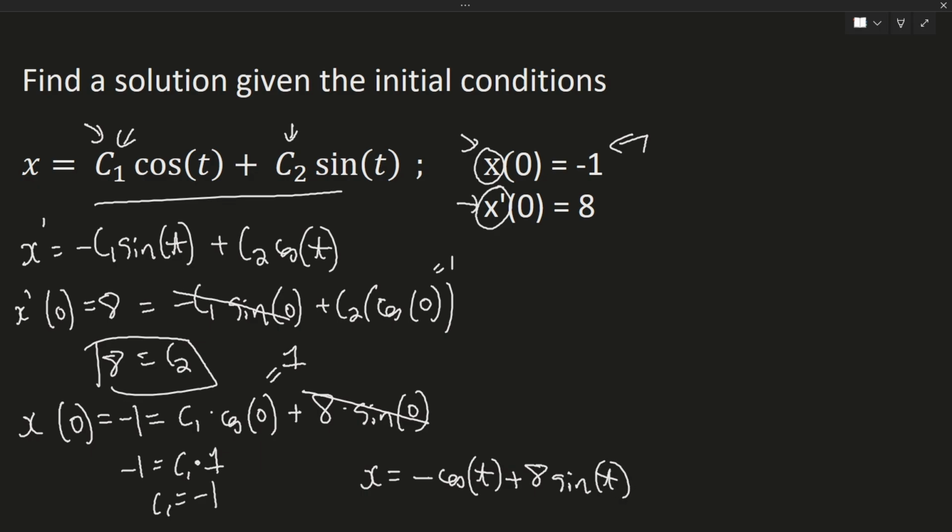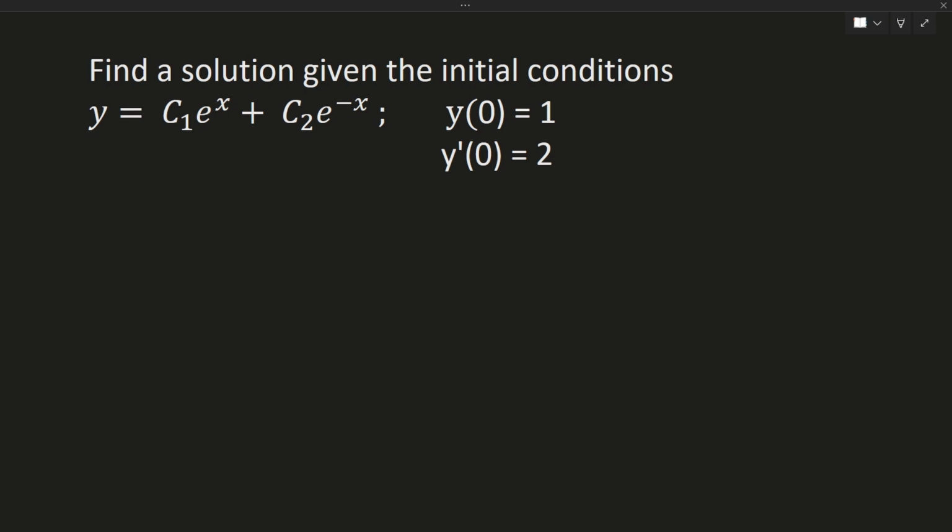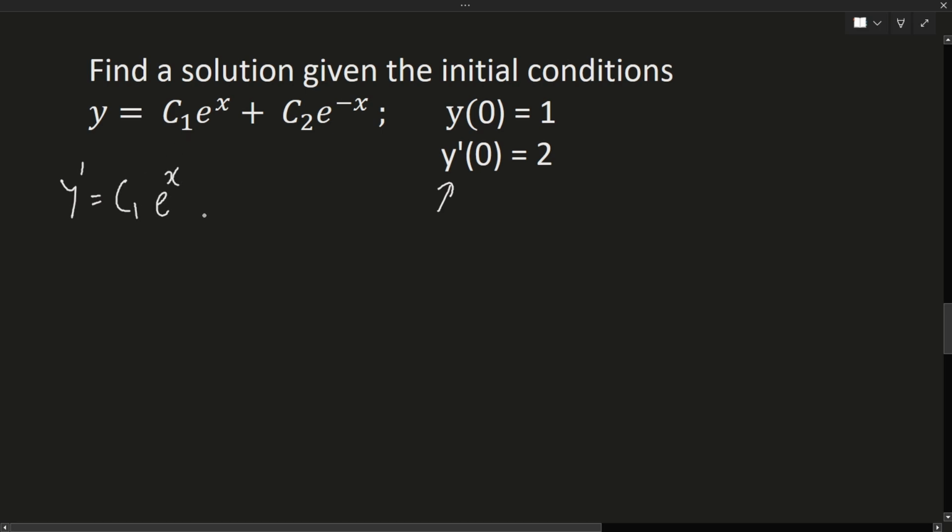Super easy. Okay, last example, it was super easy. Now I'm going to do an example like this, which is a little bit harder, but it's the same steps, literally. Here it says y prime, so you have to find the derivative of y. So here it's c1 e of x, then negative c2 e of negative x.